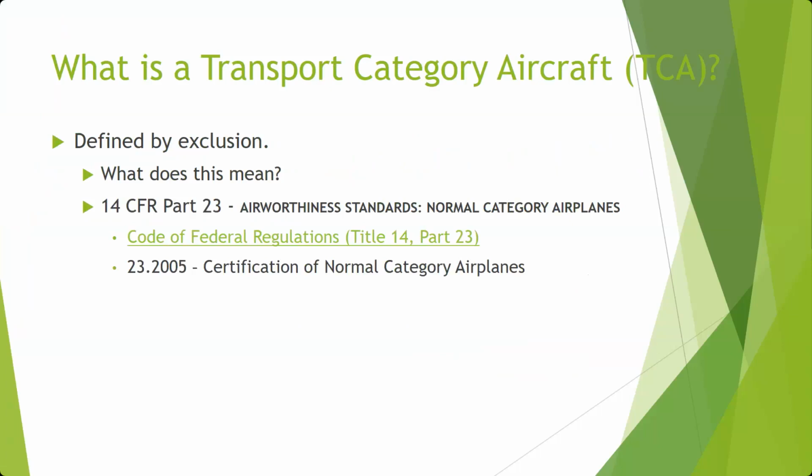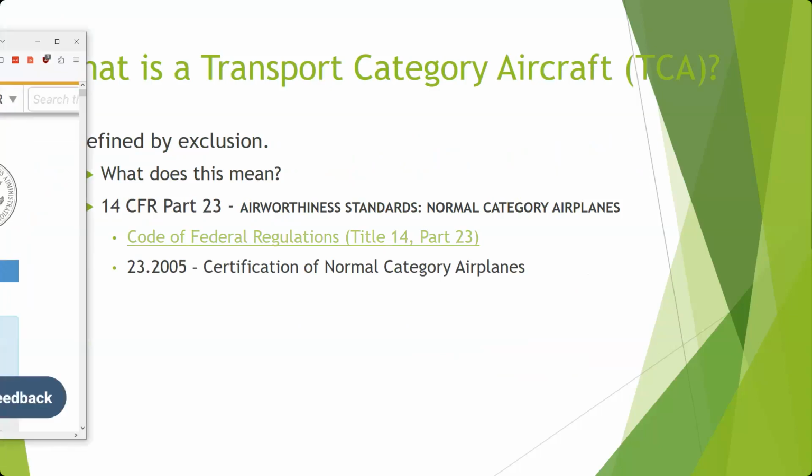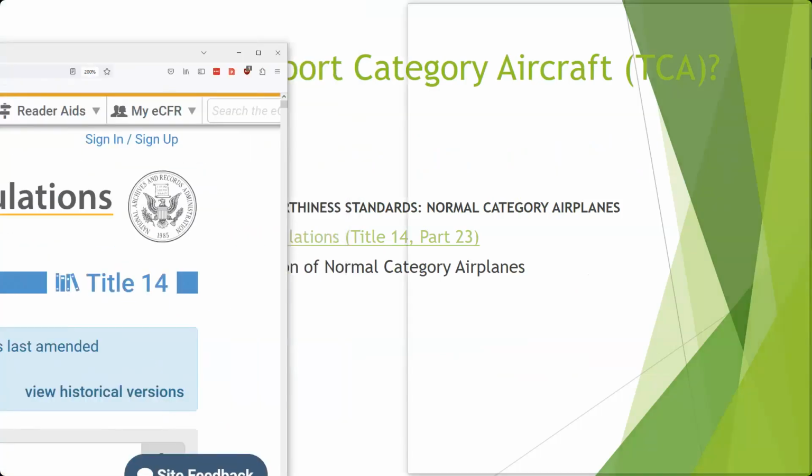Here it's in 14 CFR Part 23, and the specific regulation there is 23.2005, and that is certification of normal category airplanes. So I'm going to go ahead and pull that up, bring it over here where you can see it.